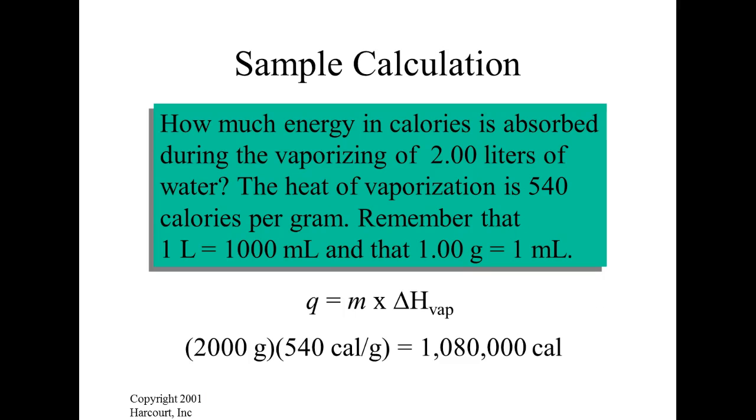So here's an example. Say I have 2 liters of water, and that weighs 2,000 grams. You have to remember that 1 milliliter equals 1 gram always for water. And then the delta H for vaporization, for going from a liquid to a gas, is 540 calories per gram.